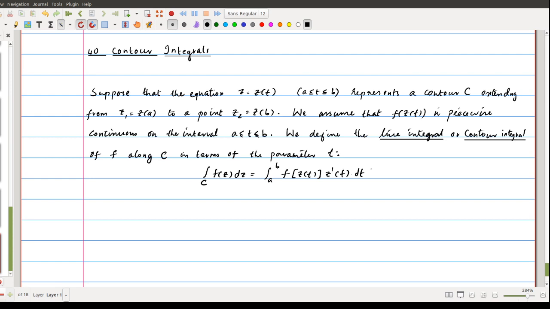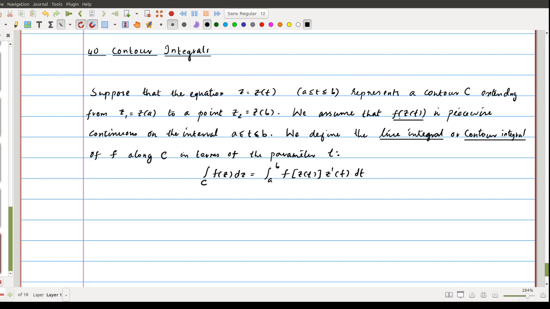To define a line integral or contour integral, we suppose that the equation z equal to z of t, where a is less than or equal to t less than or equal to b, represents a contour C extending from the point z of a, that is z1, to a point z of b, that is z2. We also assume that f of z of t, that means if we evaluate f on the contour, should be a piecewise continuous function on this interval.